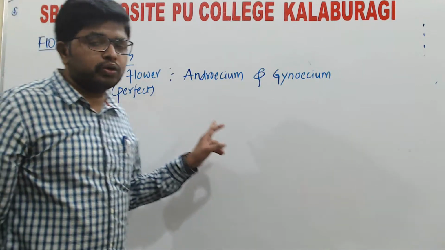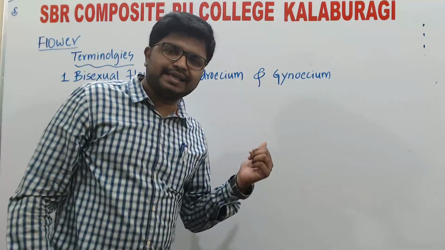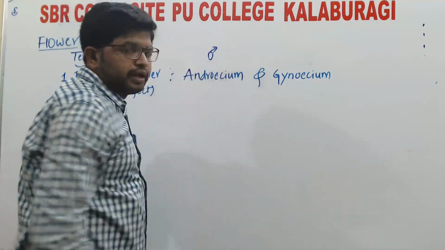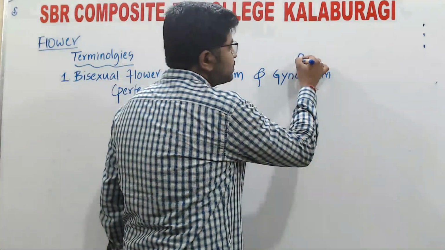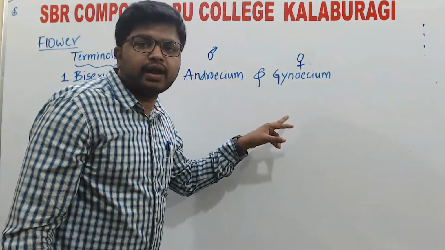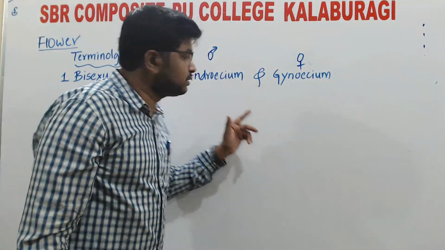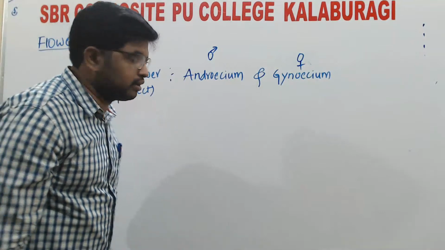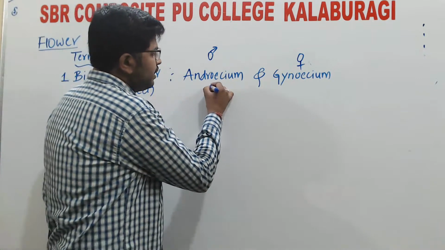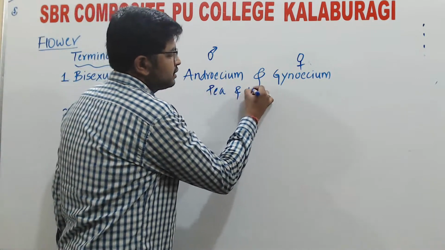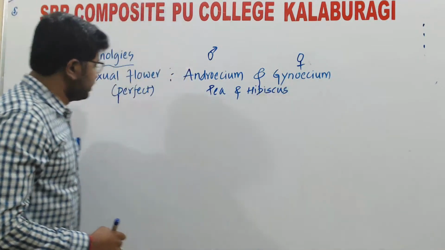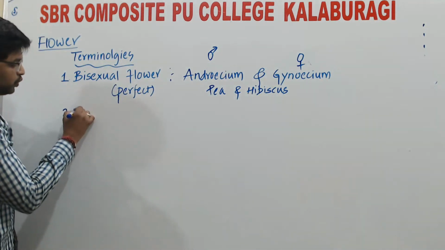There are two essential whorls. One is androecium and the other one is gynoecium. Androecium is the male reproductive structure. Gynoecium is the female reproductive structure. Now, when both these whorls are present in a flower, such a flower we name as the bisexual flower. Examples: pea and hibiscus.